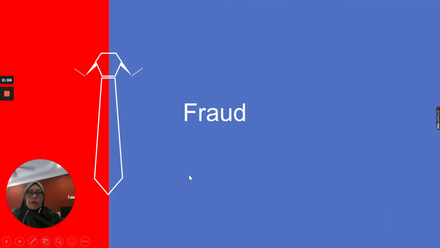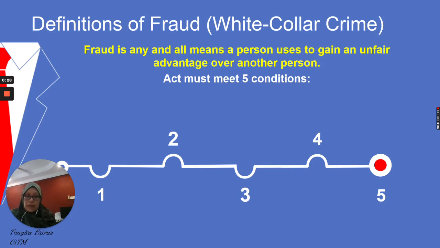Okay, so this is the second learning objective: define what is fraud and describe the different types of fraud. There are two types of fraud, and then what are the auditors' responsibilities to detect fraud. First of all, fraud. Fraud is any and all means a person uses to gain an unfair advantage over another person. So that's by definition, a fraud.